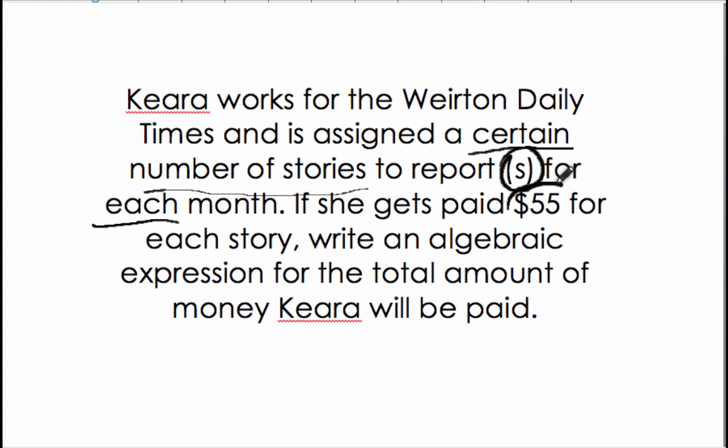And she gets paid $55 for each story, and they are asking us for an algebraic expression to find the total amount of money Kiera will be paid. So we have a number of stories, S, and $55 for each story, and they're asking us to find the total. So if you remember from our last table that we had written together, if you're given the 2 small parts and you're being asked to find the total, we're going to be multiplying here. So this is a multiplication situation.